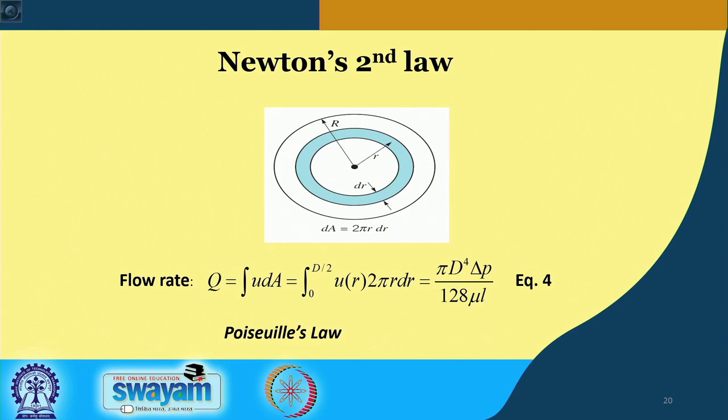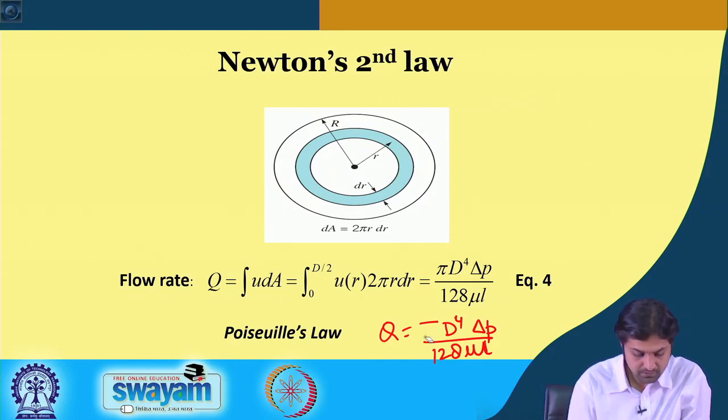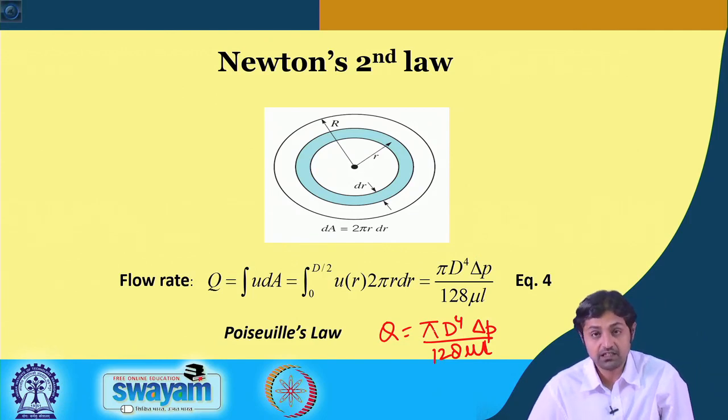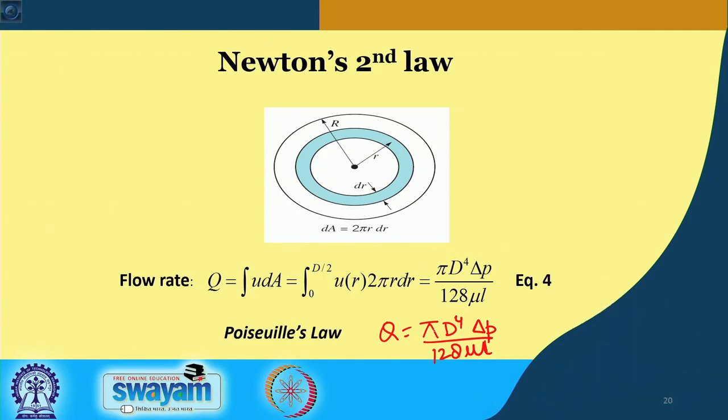Welcome back students to yet another lecture of the pipe flow. In the last lecture we derived Poiseuille's law. Poiseuille's law is Q is equal to pi d to the power 4 into delta P by 128 mu L, where L is the length of the pipe and delta P is the pressure drop. So, we have been able to relate the pressure drop with the discharge.